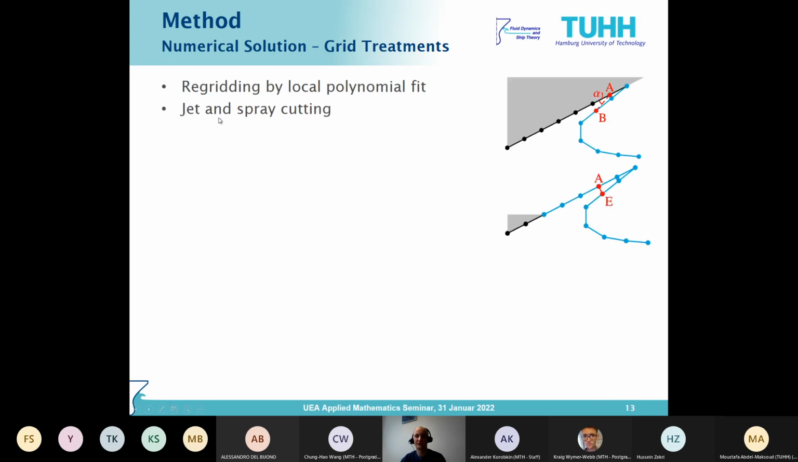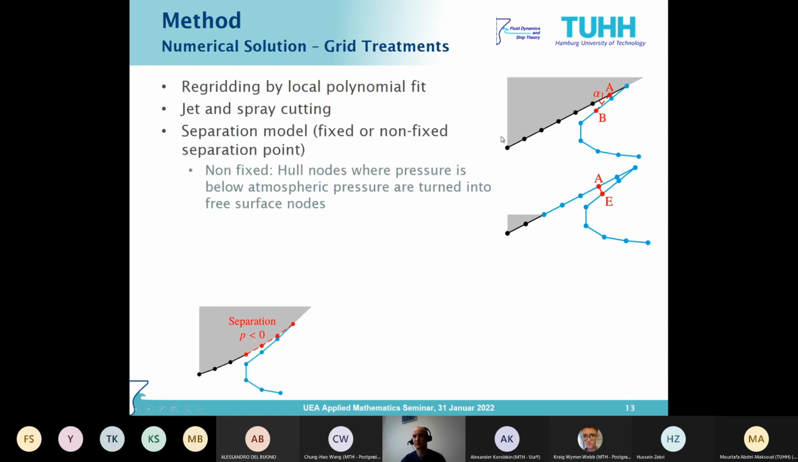There's also jet and spray cutting, because if these jets become too long, we cut them a little bit to keep it stable, or the spray can get very long and maybe clash on the free surface here, so this is why it's then cut. This is to keep the simulation stable.